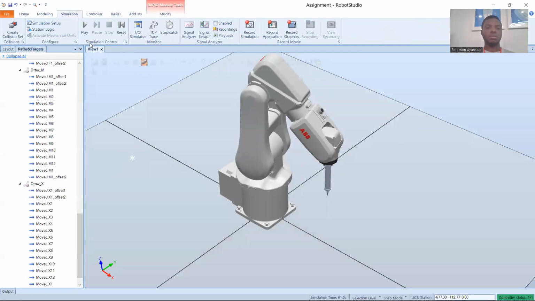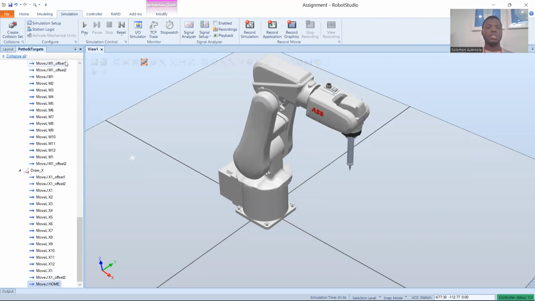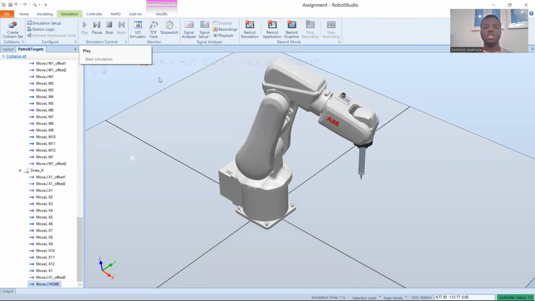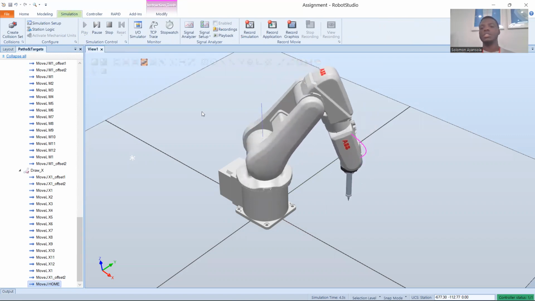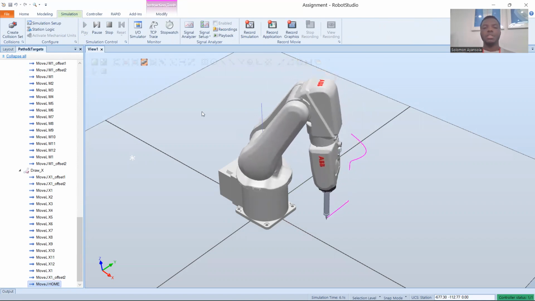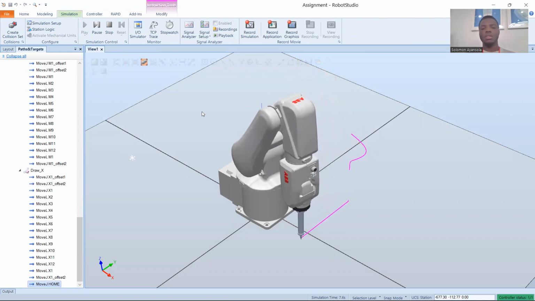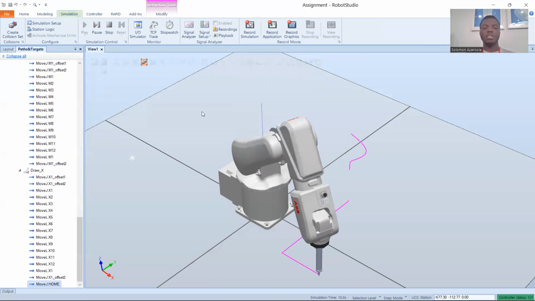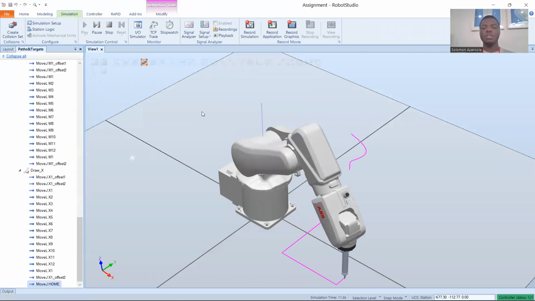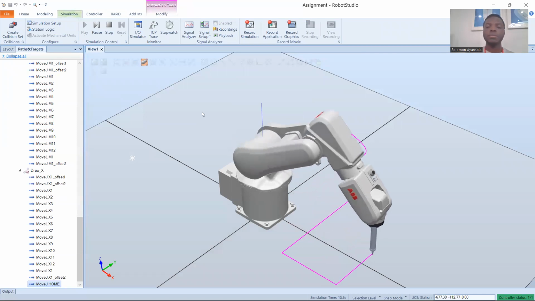So I'm going to play a simulation of the robot. Basically, it starts from the home position, and then it starts drawing the frame. And I use a low speed so that it can bring out a clear and defined path for our drawing.